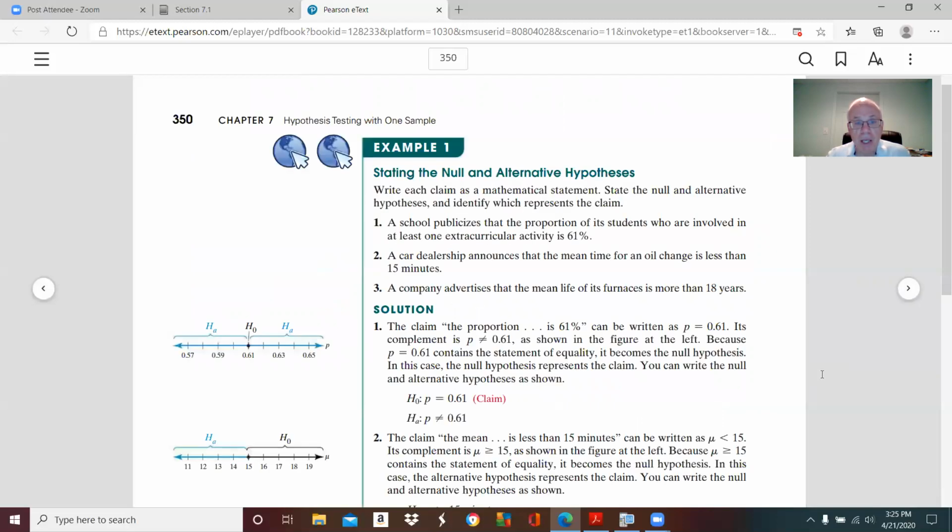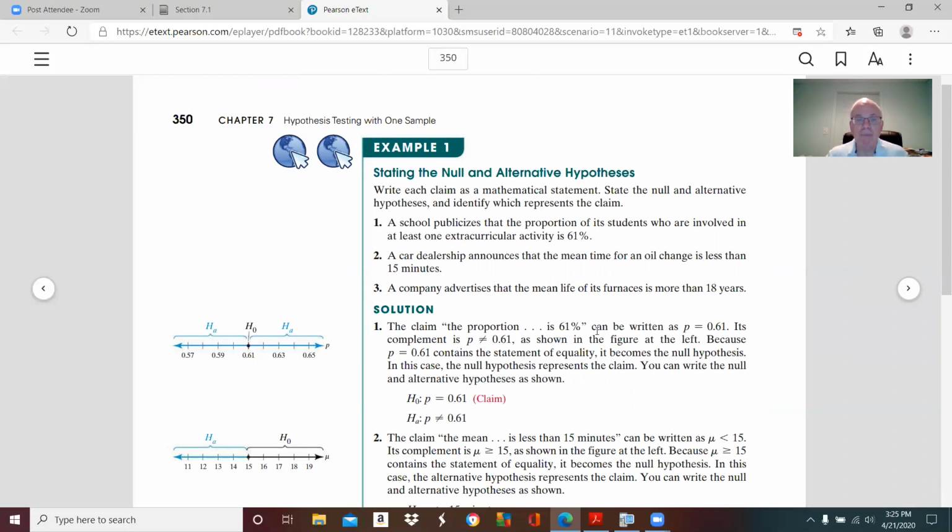All right, stating the null and alternative hypotheses. So you should be able to take a word problem, a word statement, and translate it into the null and alternative hypothesis. Now, in typical problems, they'll just give you one of the hypotheses. They will describe it as a claim. It could be either the null or alternative hypothesis.